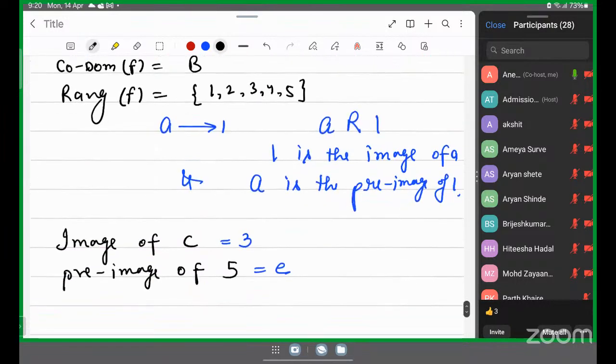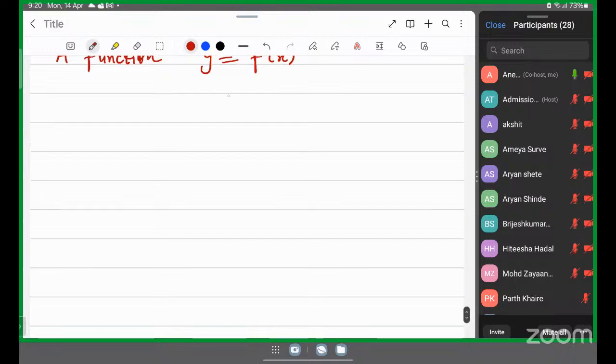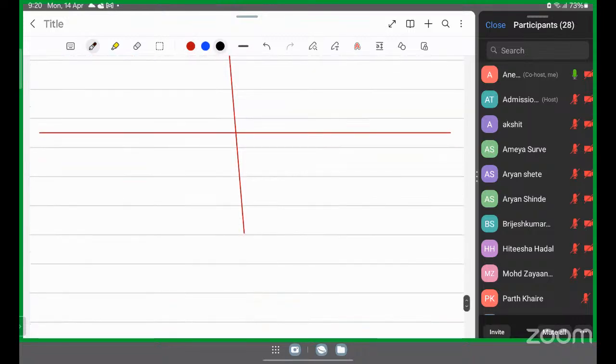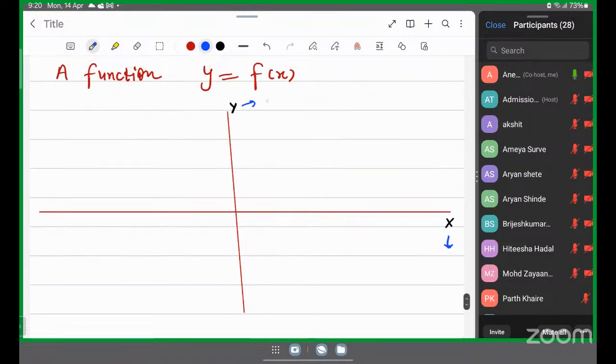Now there is another meaning for set A. For a set y equals f of x, a function y equals f of x can also be represented on the Cartesian plane. This is the Cartesian plane, this is the x-axis and this is the y-axis. On the Cartesian plane, the x-axis can work as domain and the y-axis can work as codomain. This will be codomain and this will be domain.